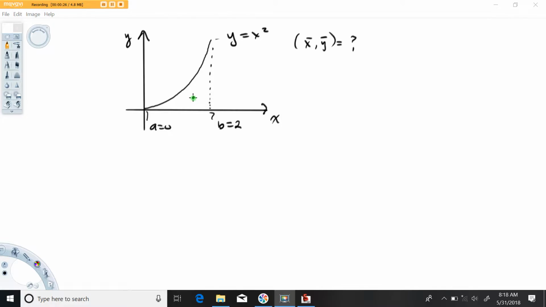So the centroid is some sort of spot here. It's a set of coordinates. Right, so usually this is fairly standard notation for a centroid here, x bar, y bar. We're going to learn today how to calculate the location.